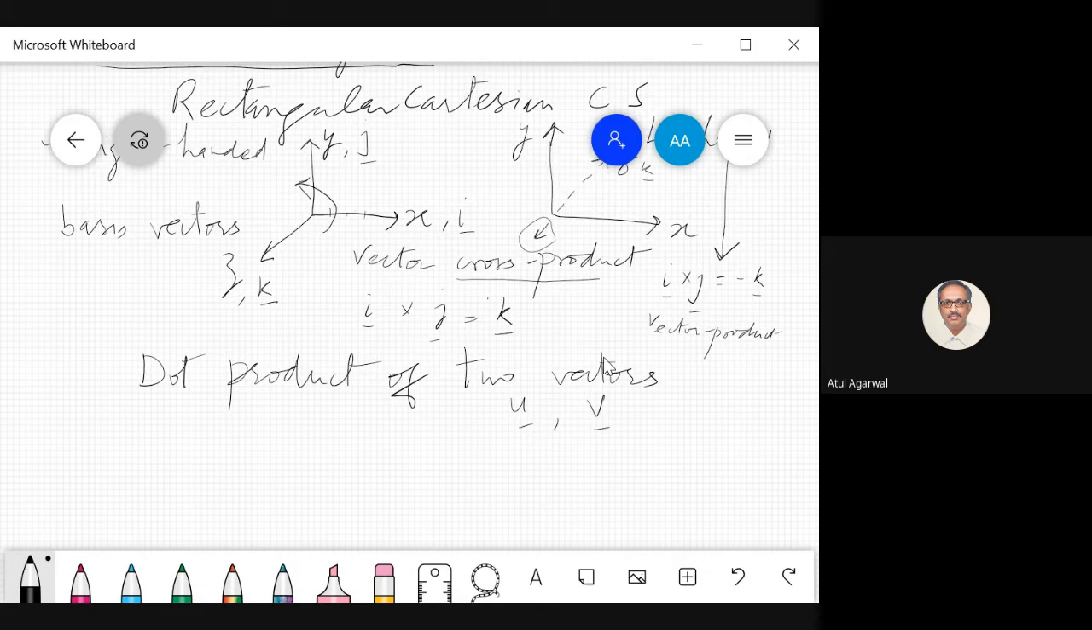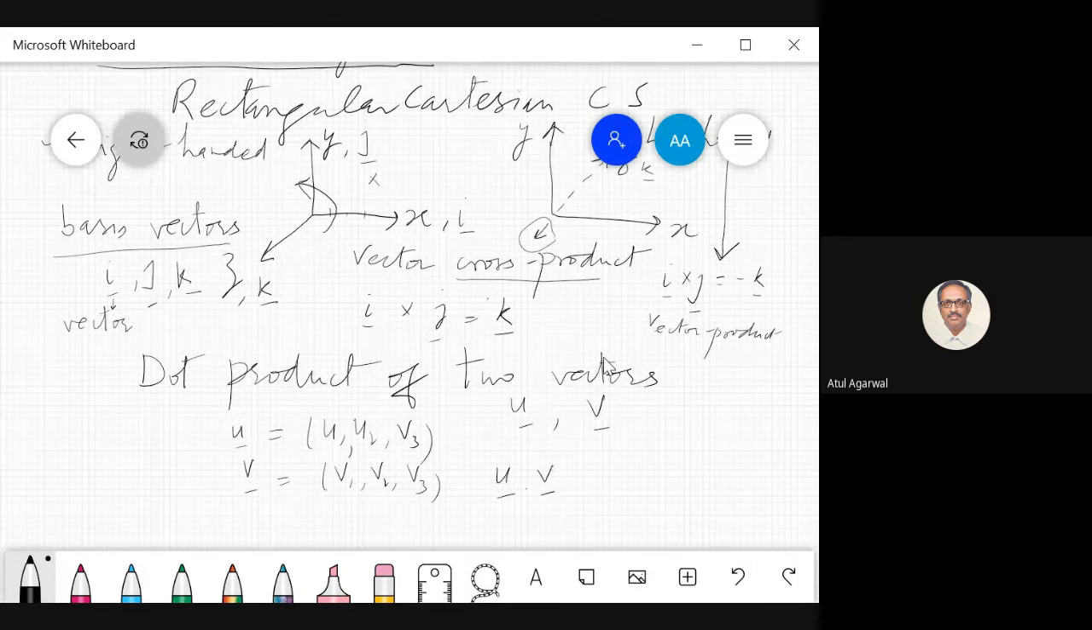You have a coordinate system. You can reach any point in space with the help of basis vectors, that is vector in direction i, j and k. So these are three basis vectors. When I put a bar below something, it means a vector. So you can say your vector u has components u1, u2, u3. Vector v has components v1, v2, v3.